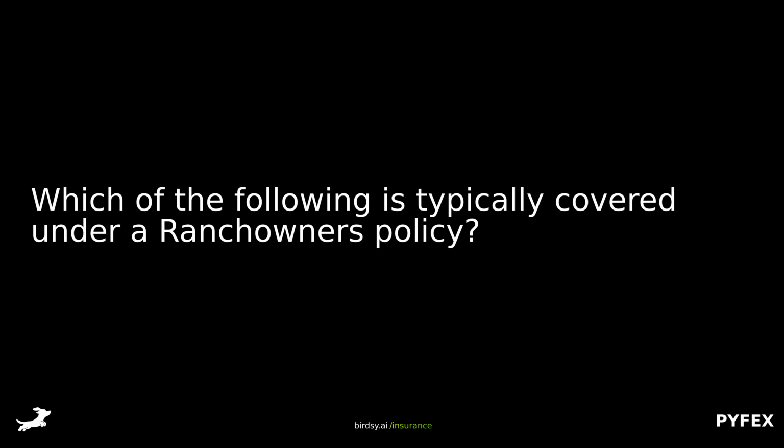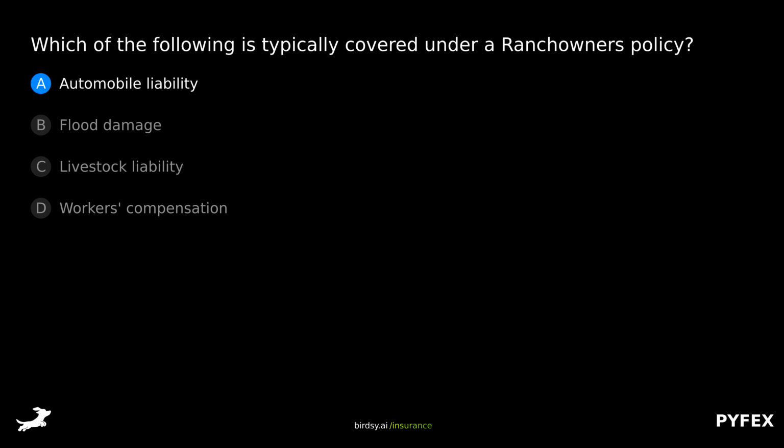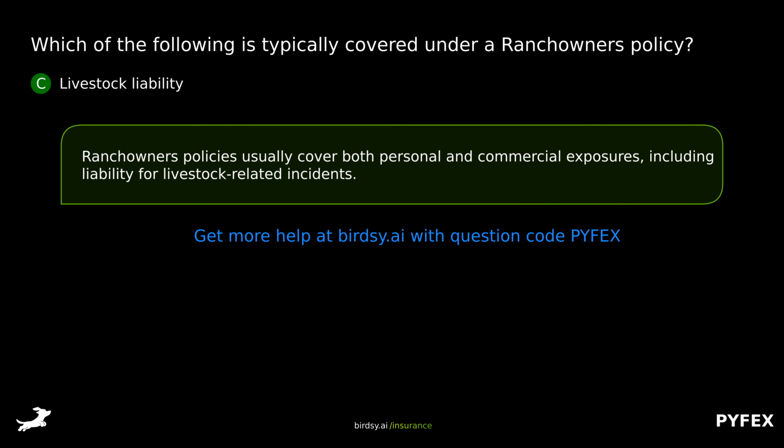Which of the following is typically covered under a ranch owner's policy? Is it A, automobile liability, B, flood damage, C, livestock liability, or D, workers' compensation? The answer is C, livestock liability. Ranch owners' policies usually cover both personal and commercial exposures, including liability for livestock-related incidents.